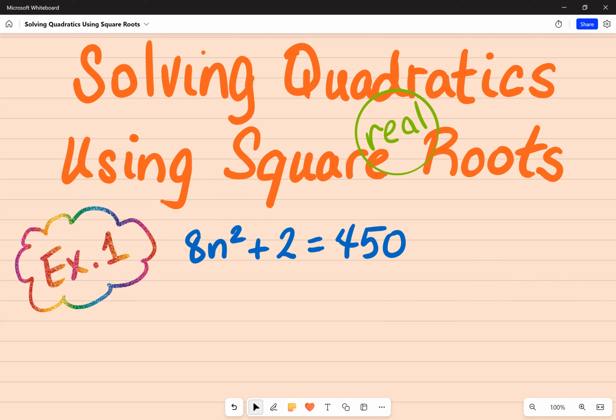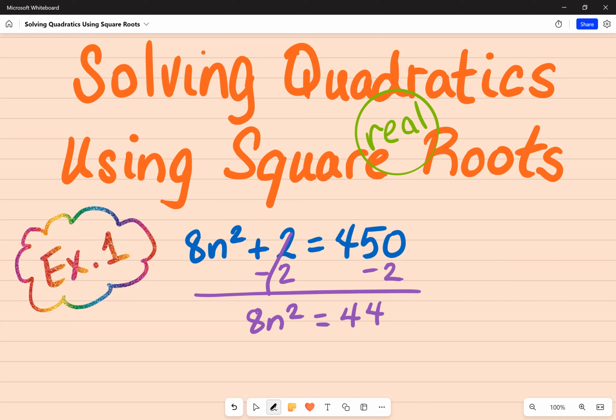Order does matter. What we want to do first is get rid of our constant by taking the inverse. So we had a plus sign, we now have a minus sign. What we do to one side of the equation, we do to the other. Our whole goal is to get n by itself, so we're just going to keep taking things away until that happens. Once I subtract on this side, it's 448.